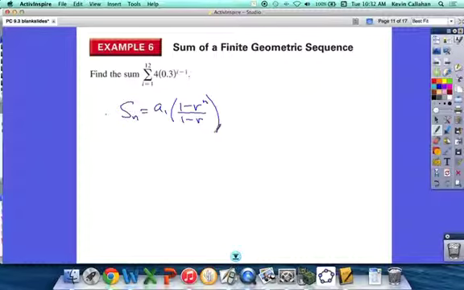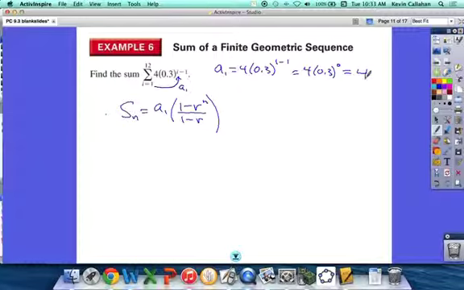Plug in what? Plug in the 1, right? If you plug in the 1 here, that'll be the A1. So A1 equals 4 times 0.3 to the 1 minus 1, which is 4 times 0.3 to the 0, which is 4. Okay, so we got to that.